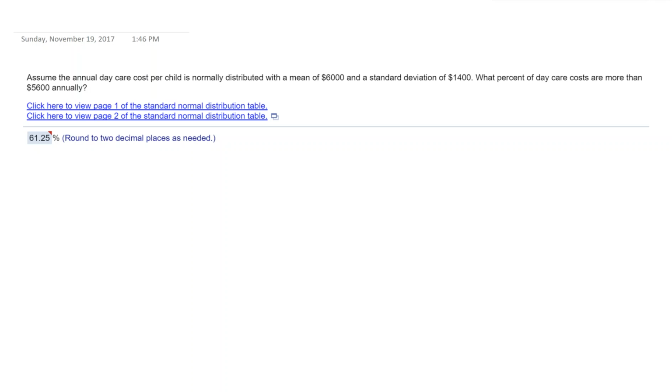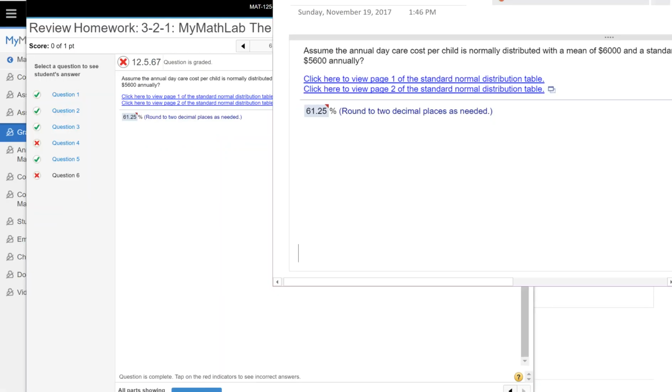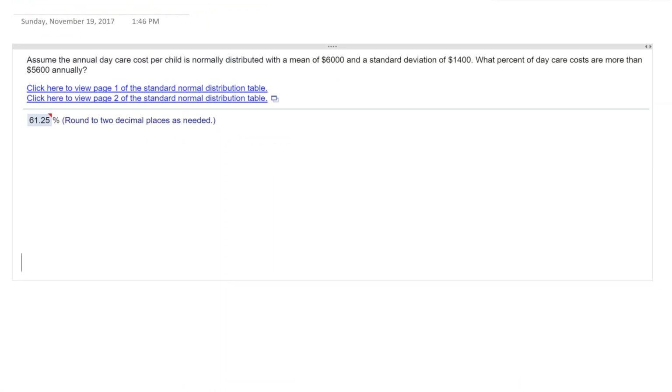The annual daycare cost per child is normally distributed with a mean of $6,000 and a standard deviation of $1,400. What percent of daycare costs are more than $5,600 annually? So with a situation with normal distribution, our goal is to be able to standardize this picture.